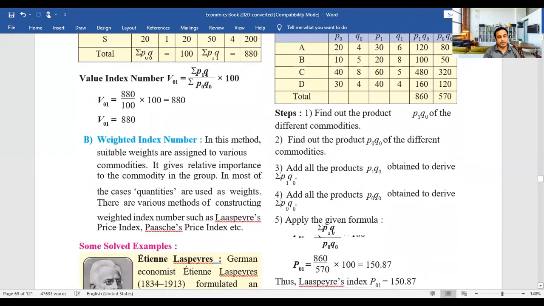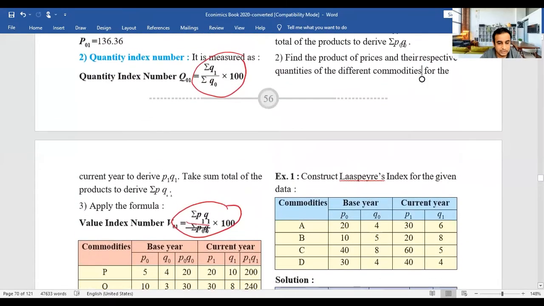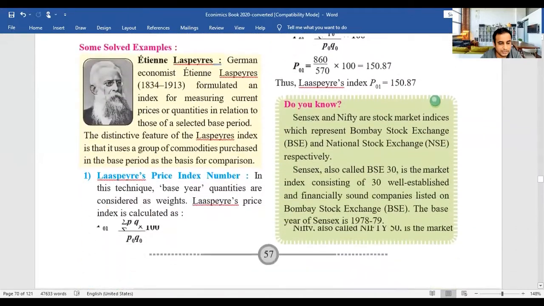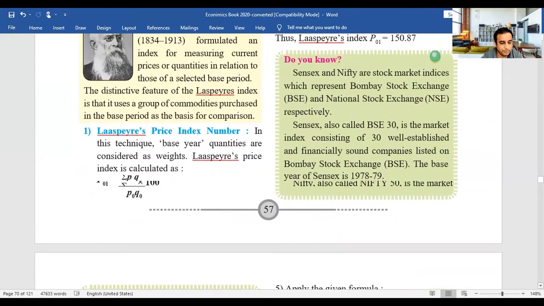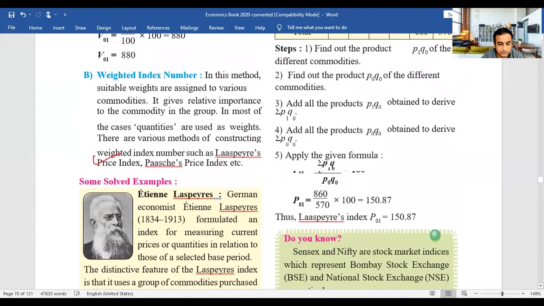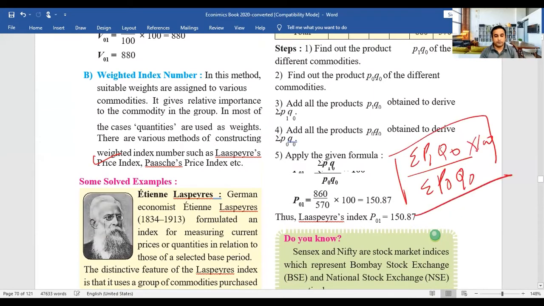Then when it comes to weighted index number, we have to study Laspeyres' price index number and Paasche's price index number. Now for the Laspeyres' price index number, the formula used is summation P1 Q0 upon summation P0 Q0 into 100. So this is the formula which is used. So first we have to obtain the summation of P1 Q0, then we have to obtain the summation of P0 Q0.